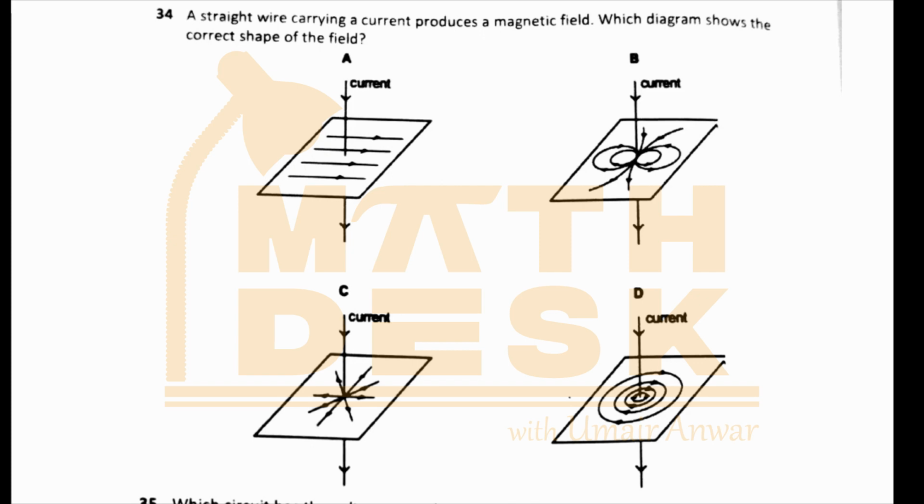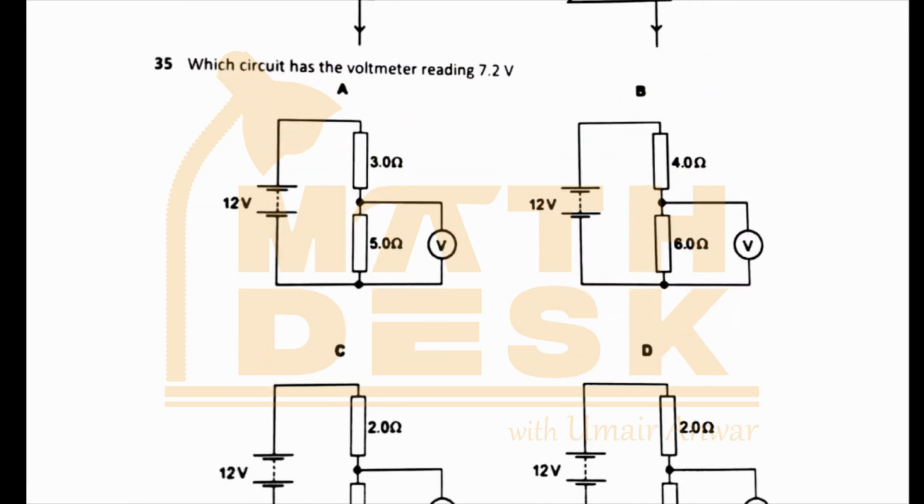So the current's direction in each wire is downward, and if we use the right hand grip rule, we know that the magnetic field is going to be circular around a straight conductor and it would be in the clockwise direction. So option D is the correct one in this part.